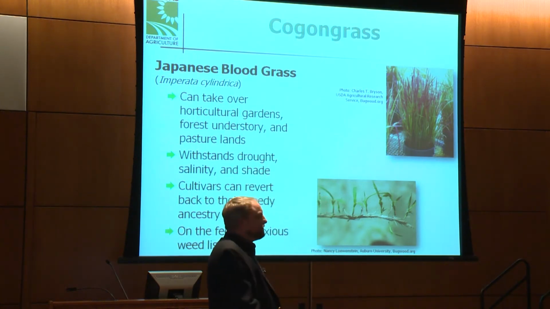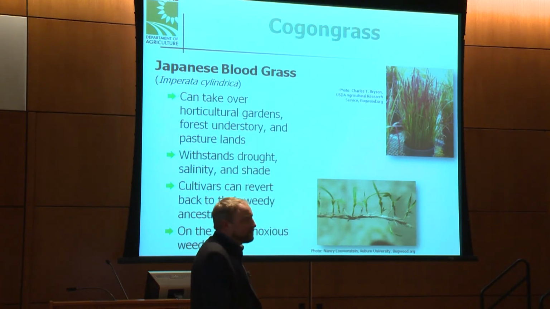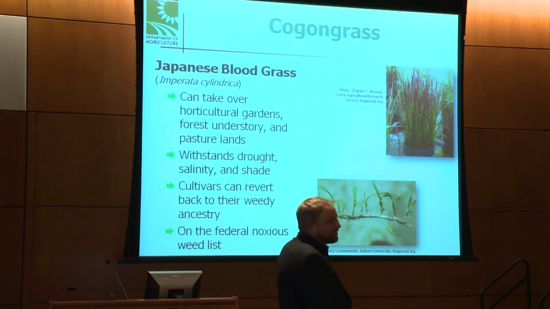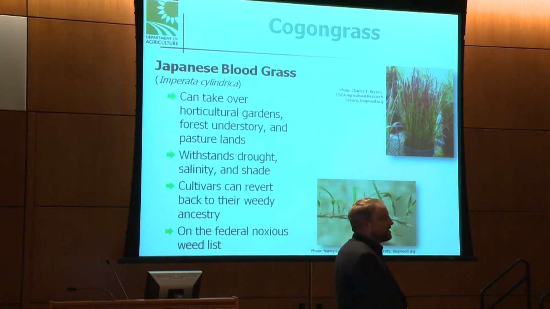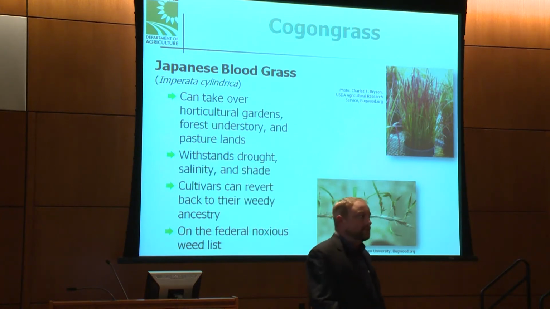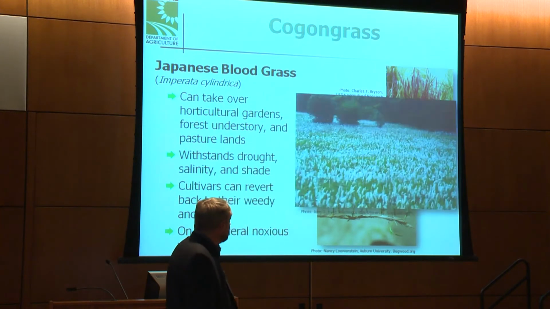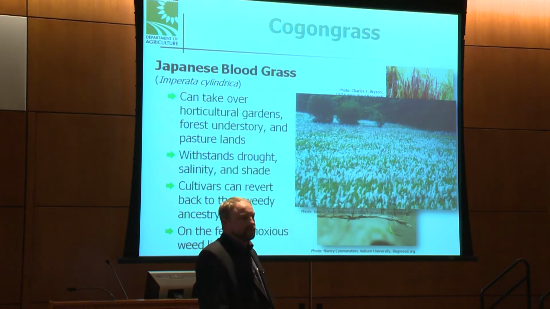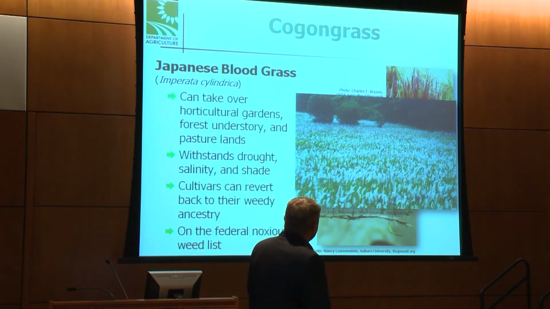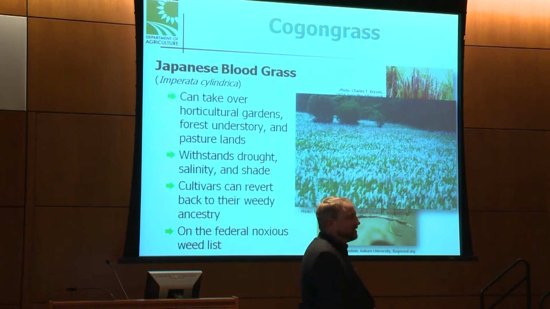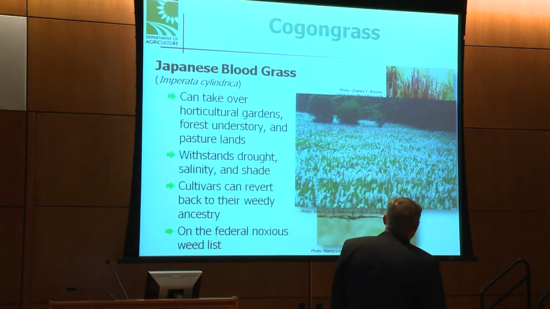This one is on the federal noxious weed list, one of about 72 terrestrial plants on the federal noxious weed list. So that means they're worried about it at a federal level. And this can be the result of the introduction of Cogon grass.